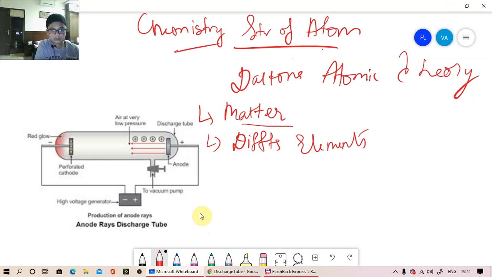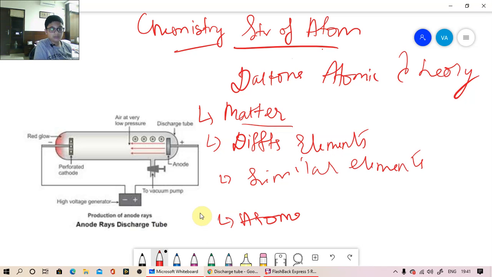Different elements, similar elements, we learnt just now, right? Atoms of different elements combine in ratios of simple whole numbers and form compounds. And the last one, very important: atoms can neither be created nor be destroyed.